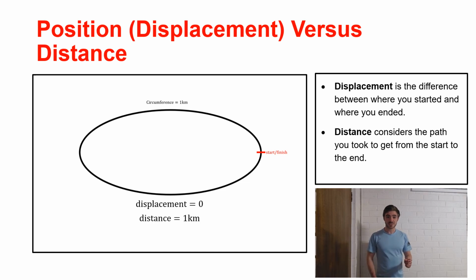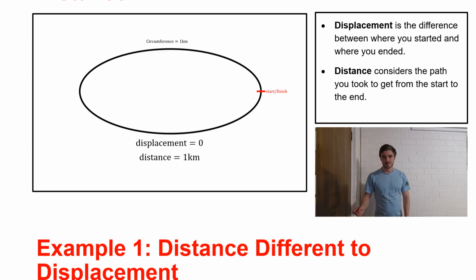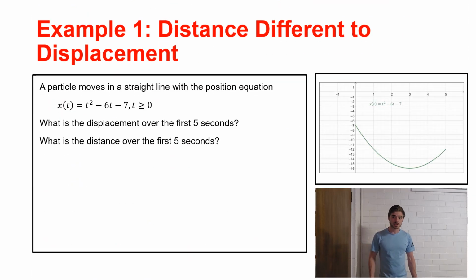Depending on the graph, distance and displacement might be the same thing. We'll look at a couple of examples, one where they're different and one where they're the same. The best way to handle these kinds of questions is to just start by drawing a graph of your position equation. I've cut mine off to end at 5 seconds.